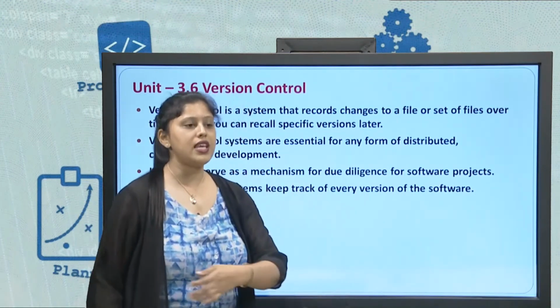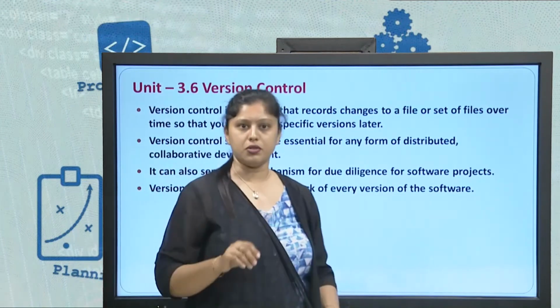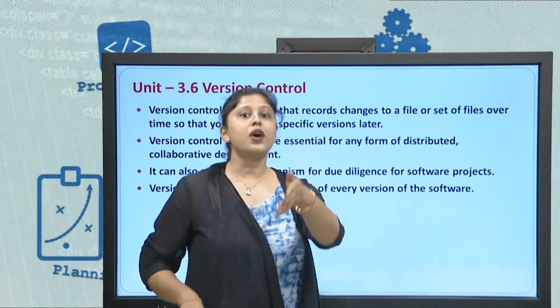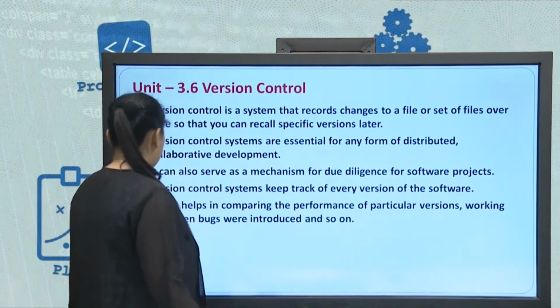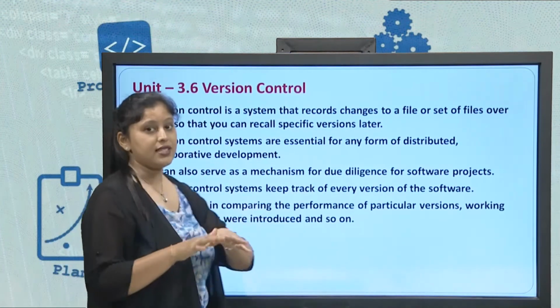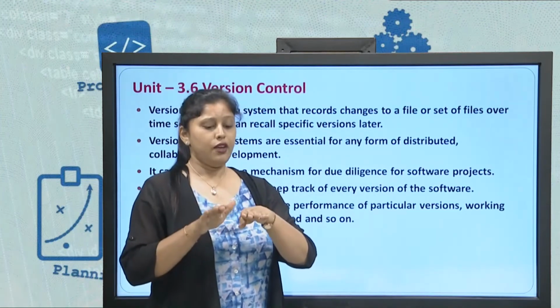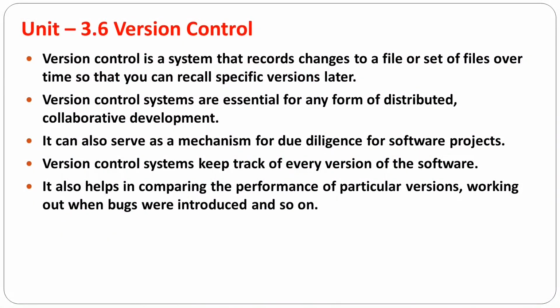For example, Android has different versions. Out of those, which version is a failure and which is a success? It also helps in comparing the performance. If you talk about Android versions, maybe version KitKat was good, and maybe version Marshmallow is better than KitKat. So it helps in comparing the performance of particular versions, working out when bugs were introduced, and so on.